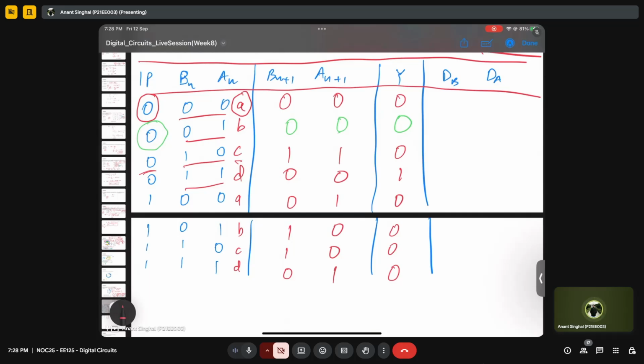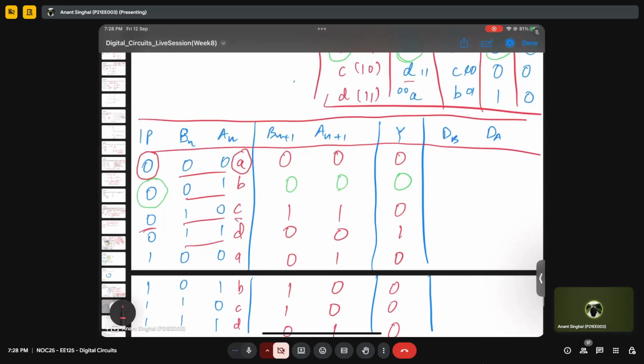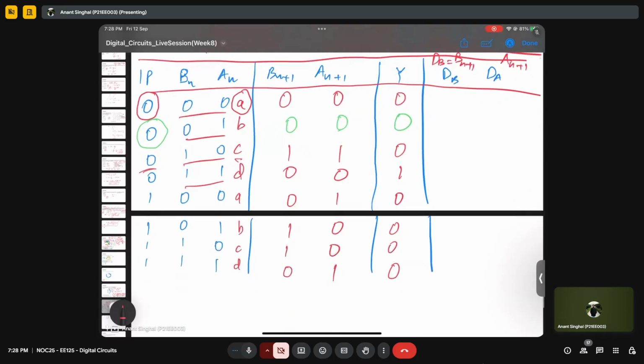And since we have a D flip-flop, what is the formula for D flip-flop? DB will be Bn plus 1, right? Because for a D flip-flop, the input itself is the answer. Qn plus 1 is D. And this will be An plus 1. So I'll write this again. So this is 0, 0, 1, 0, 0, 1, 1, 0. And we have 0, 0, 1, 0, 1, 0, 0, 1.